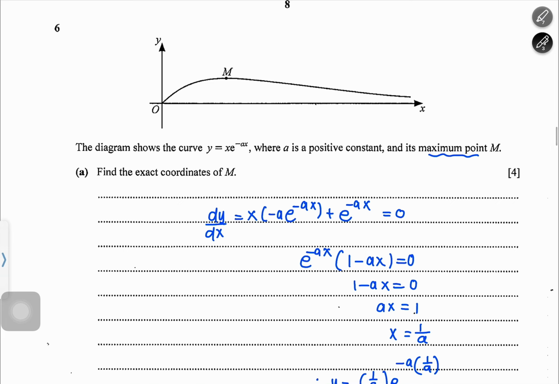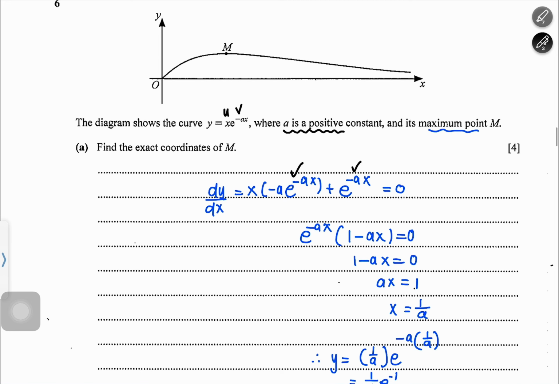For question number 6, you need to find the maximum point. So that is definitely dy/dx equal to 0. So this is just a normal product rule, your u and v. Okay, where would you get confused with this a, because it is not a constant. So be careful in that. Just assume it is just a constant and you differentiate accordingly. When you differentiate the x, you will get the 1. Factorize if you want to.